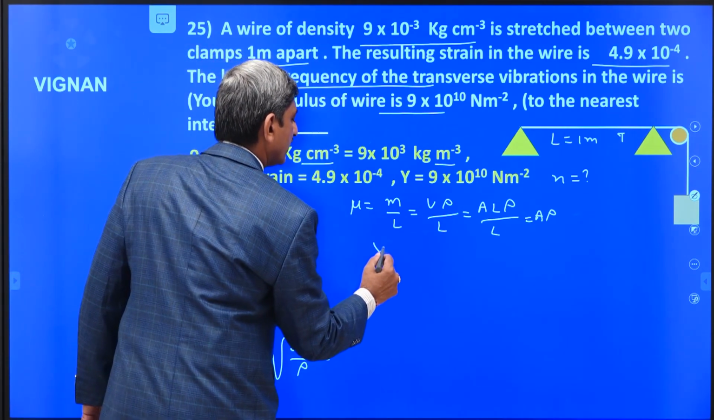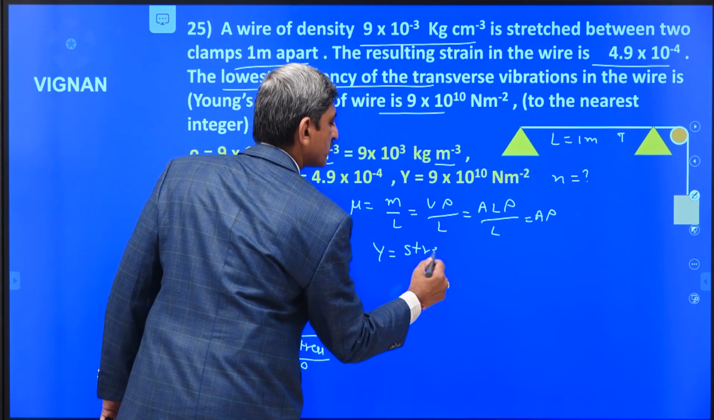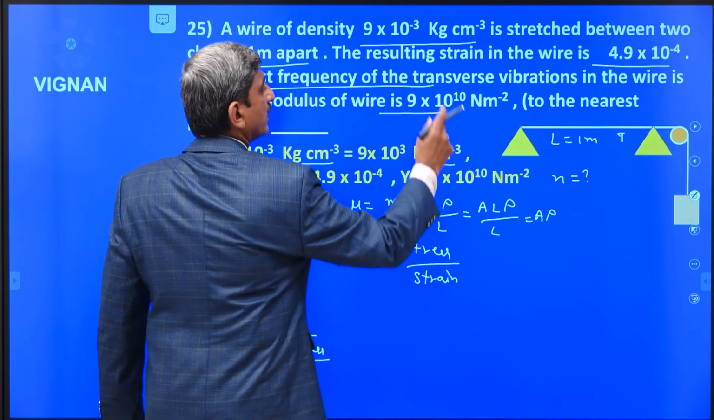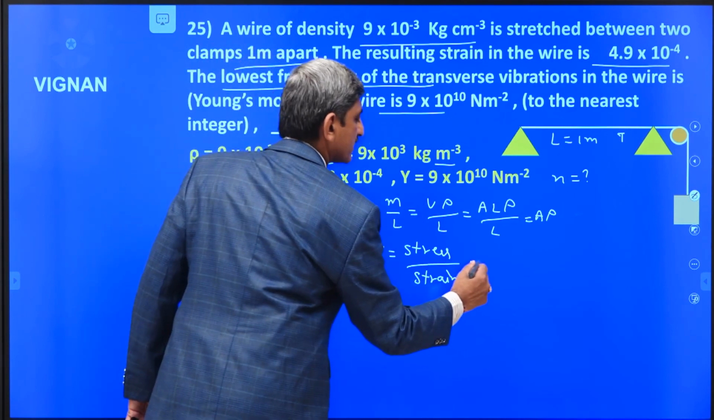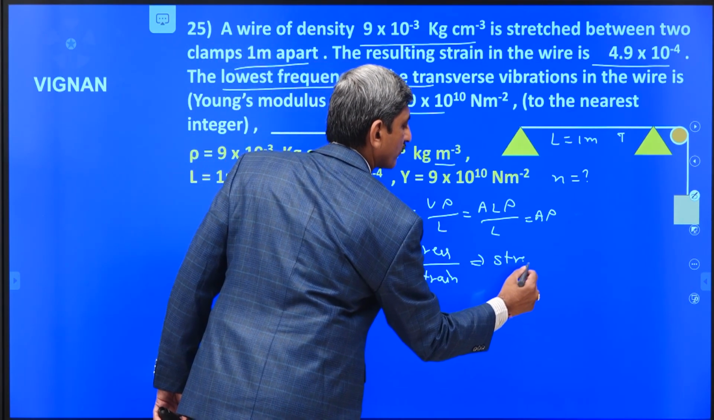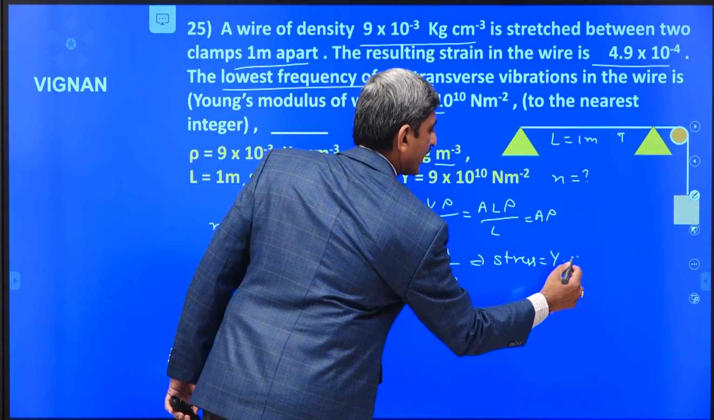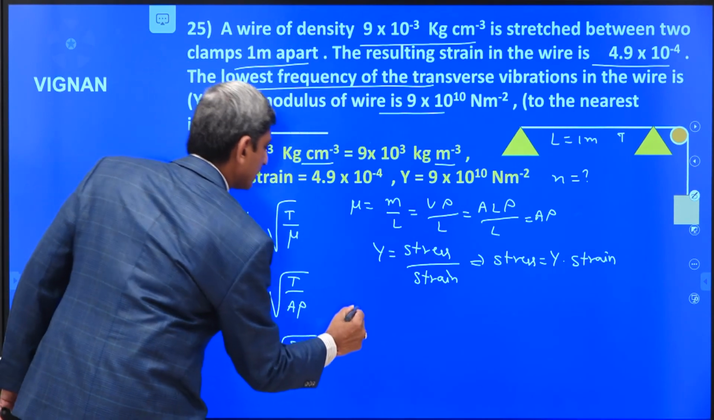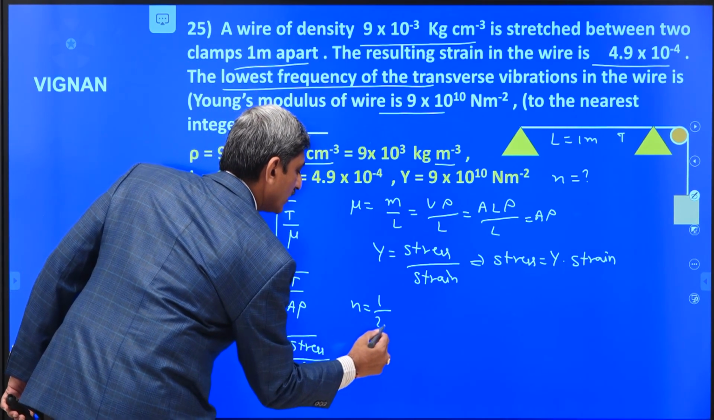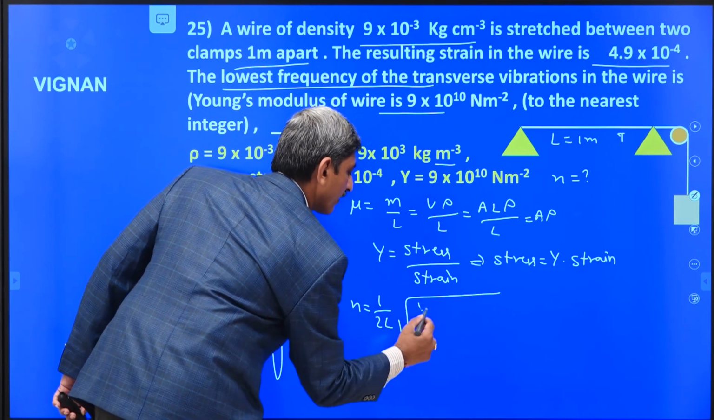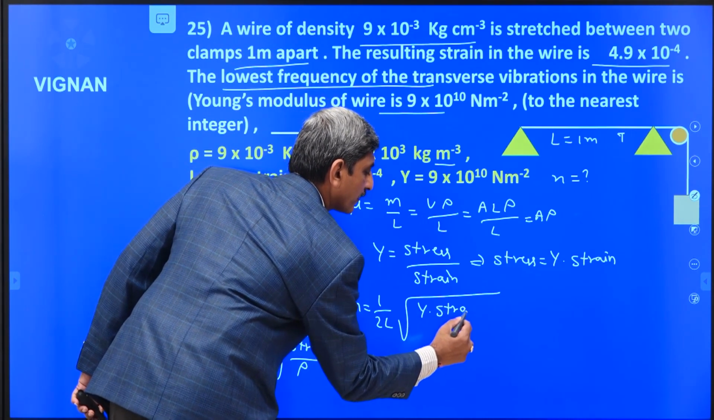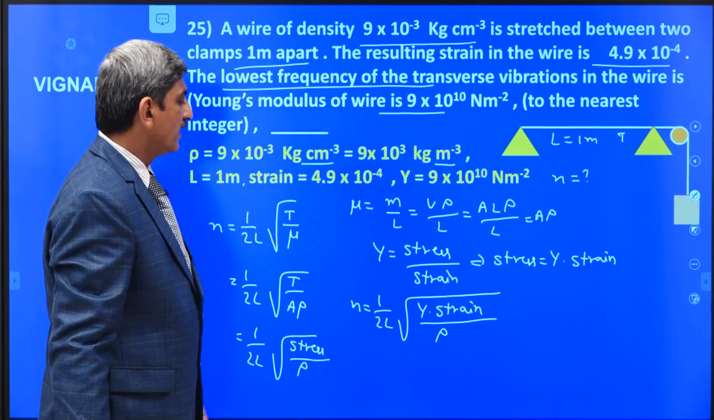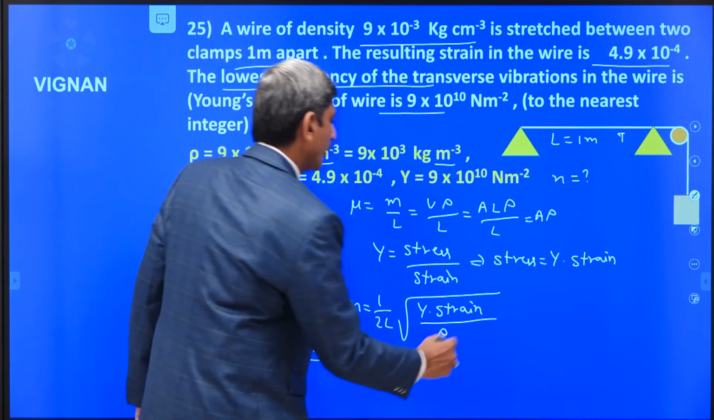Already we know that the Young's modulus Y is equal to stress by strain. In the problem, strain is given for us, Y is given for us. From this we can write stress is equal to Y into strain. So by substituting in this equation, it becomes n is equal to 1 by 2L into square root of Y into strain divided by rho. L is given, Y is given, strain is given, and rho is also given.